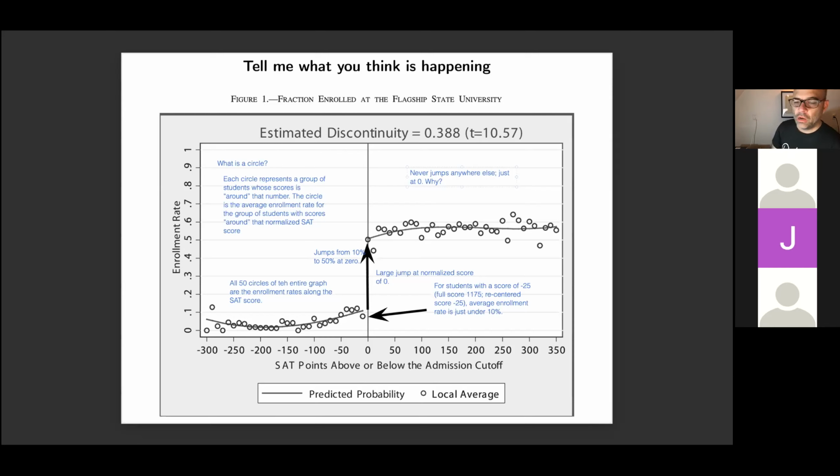Why do you think it jumps at 0? Anyone take a guess? What is 0 again?